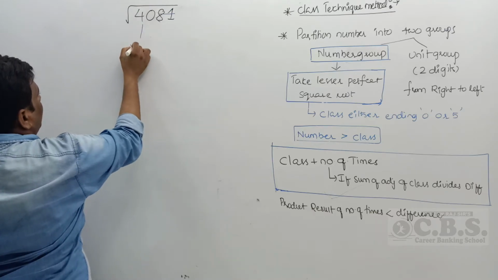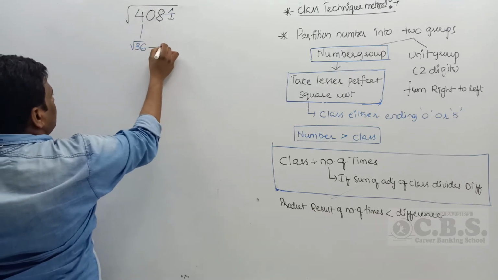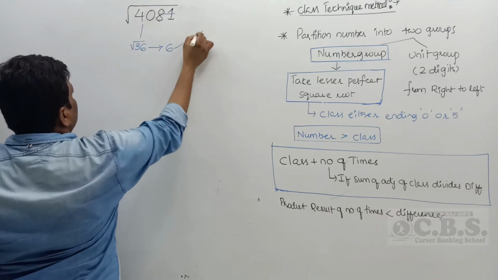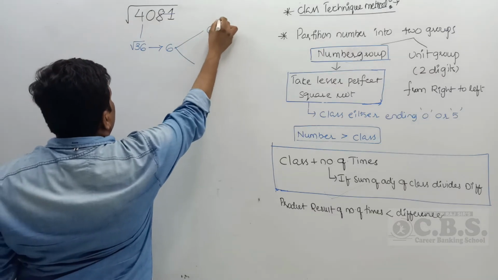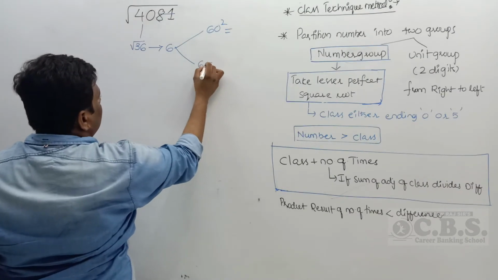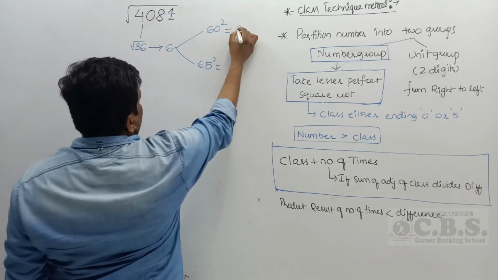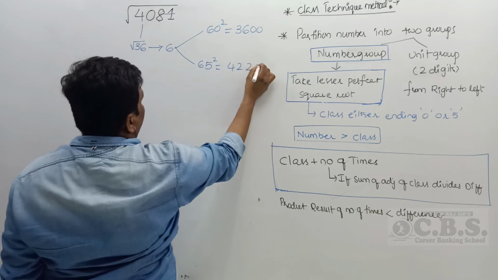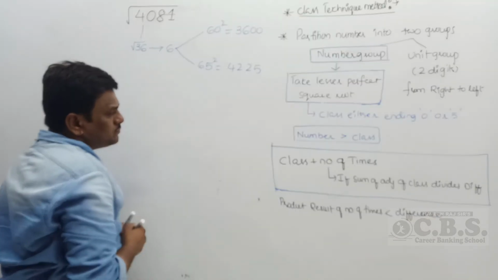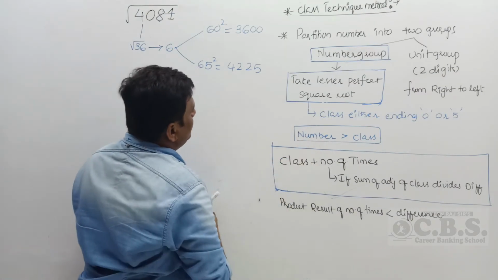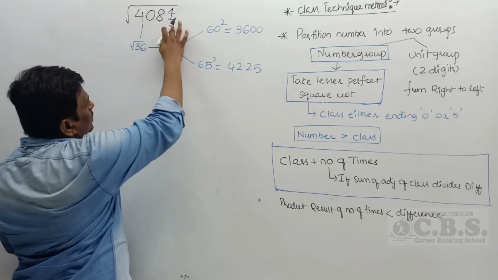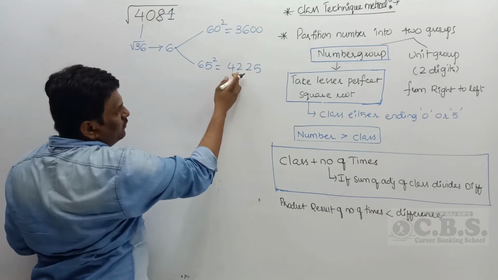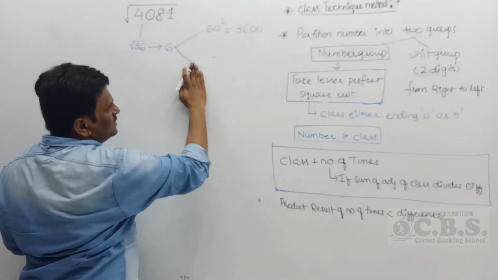So take 40. The nearest perfect square to 40 is 36. 36 starts with 6. Okay, so the class starting with 6 is 60 squared, and the other class is 65 squared. 60 squared gives you 3600. 65 squared gives you 4225. Definitely the number must be more than the class. Okay, what is the number? 4081. Is 4081 more than 4225? No. So no need to take 65.